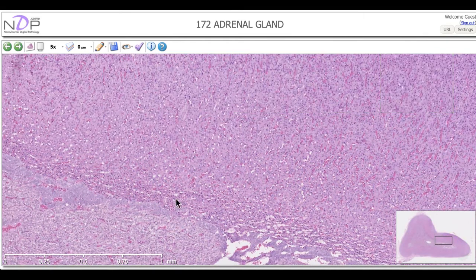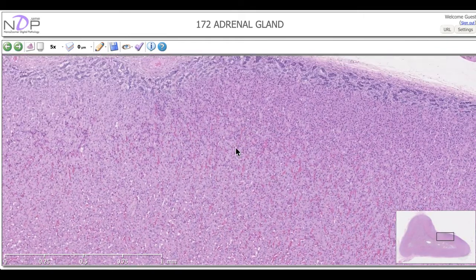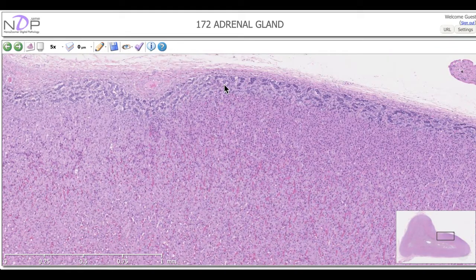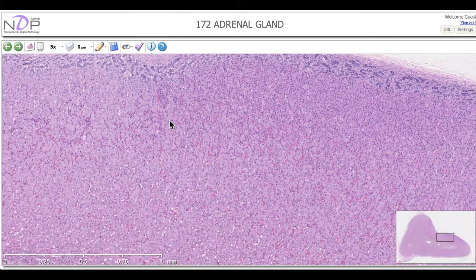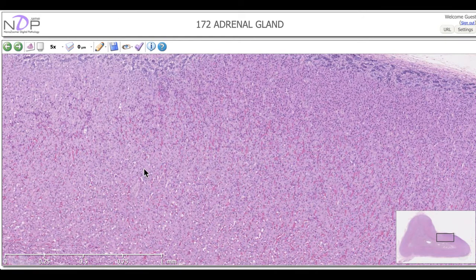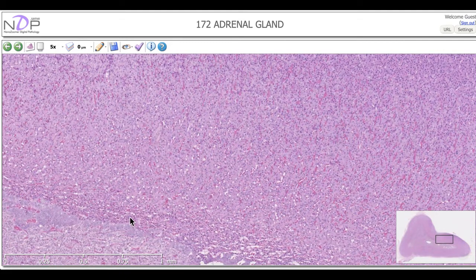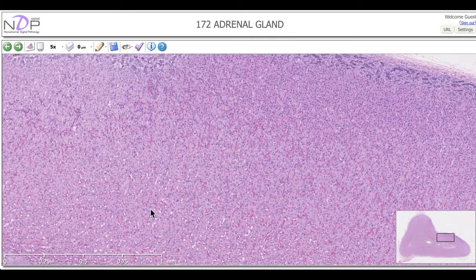As I said in the lecture, the first area here, the zona glomerulosa, is responsible for production of aldosterone, whereas the zona fasciculata is responsible for production of cortisol, whereas this area here is responsible for production of androgen. As I said, 5% of the androgen that is produced in the body is produced from this area here.